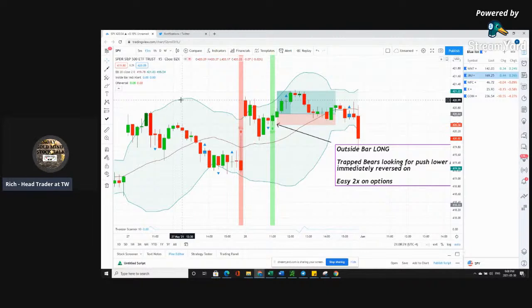So outside doesn't show direction. What the outside shows is that both sides are trapped. What the inside shows you is there's a pause. So we have a trap and a pause. You pick the direction based on where the candle breaks out. If it breaks above, you go long. If it breaks below, you go short. You see what I mean?